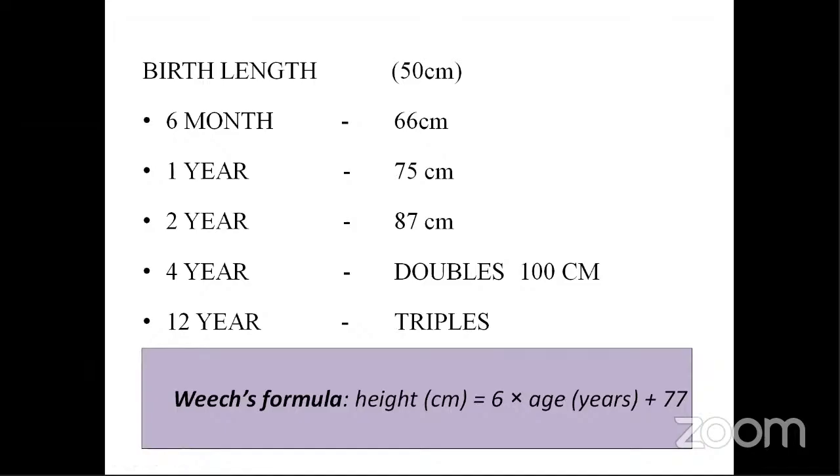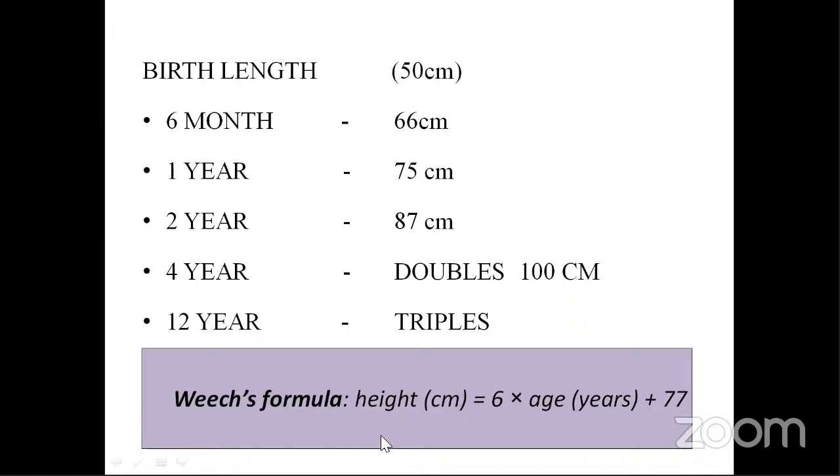Next are certain important things which you should remember about height. Average birth length is 50 centimeter. By 6 months, it is 66 centimeter. By 1 year, it increases by 50%, so if the birth length is 50 centimeter, it is 75 centimeter by 1 year. By 4 years, it doubles, that is 100 centimeter. By 12 years, it triples. If you remember this much, it is more than enough. Birth length is 50 centimeter, at 1 year it is 75, at 4 years it is 100 centimeter.